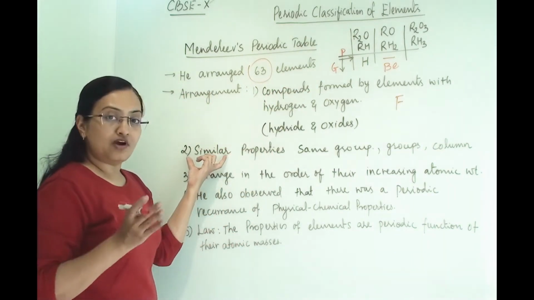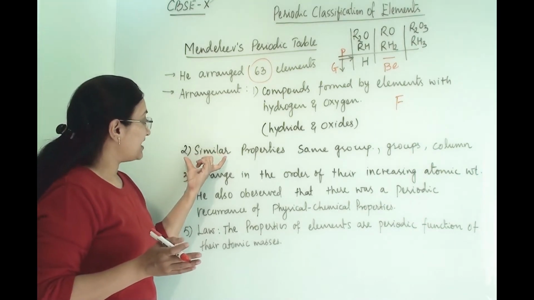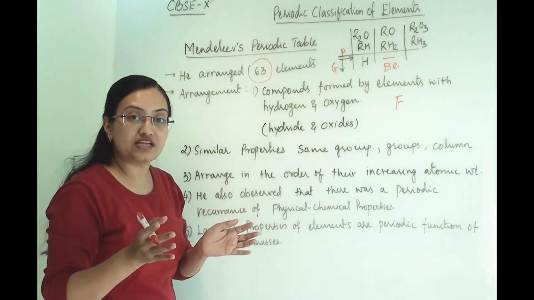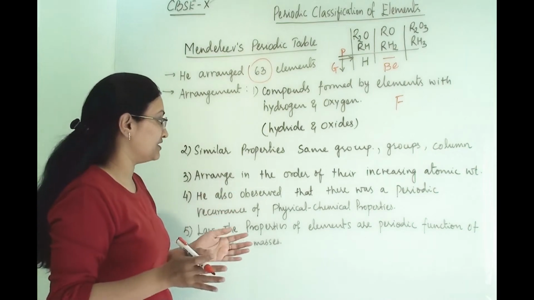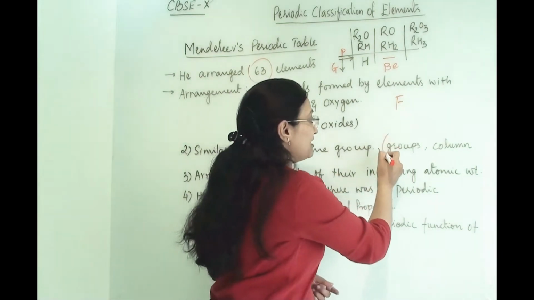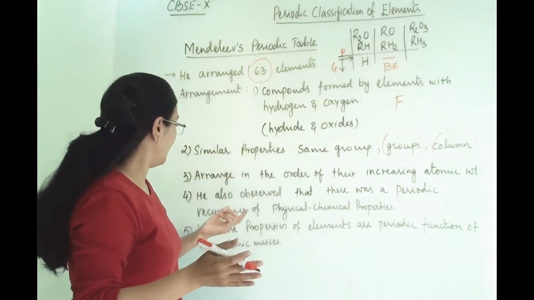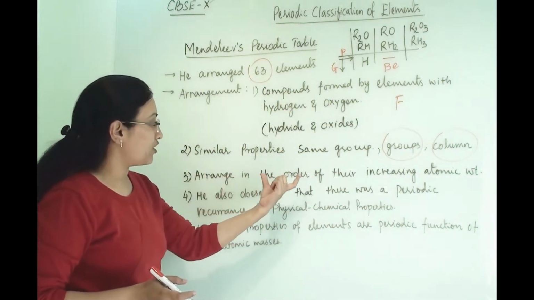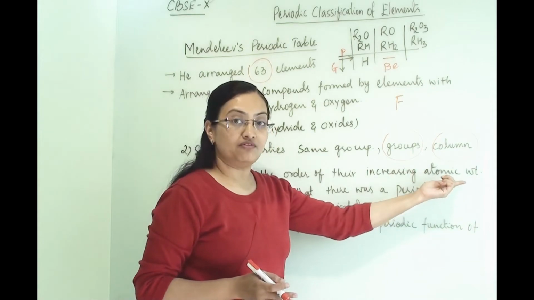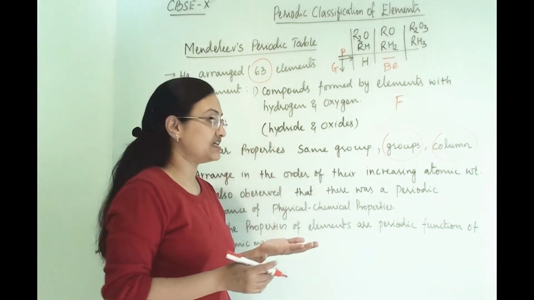So what he found out is that there are some similar properties in the groups and in the periods, and he gave the names groups, columns, periods and so on. Then he arranged them in order of their increasing atomic weight. What was the base of his arrangement?